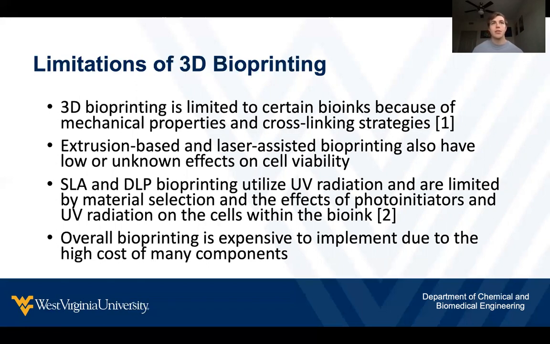For the vat polymerization techniques used in bioprinting, SLA and DLP, they both utilize UV radiation, which limits it in two ways. One is through the material selection, because it has to incorporate a photosensitive polymer as well as photoinitiators, in addition to the UV radiation itself having an effect on the cells, like how the sun causes skin cancer in humans.